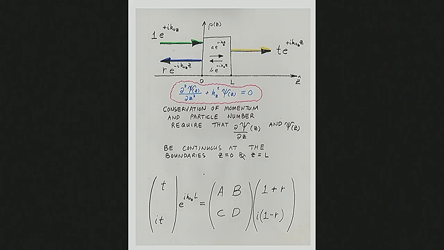And if I set up that condition, I get a system of linear algebraic equations that relate the transmitted amplitude and the reflected and incident amplitudes via this matrix, set of linear simultaneous equations, where these constants of the so-called transfer matrix contain all the information about the potential. But this is an exactly solvable system.